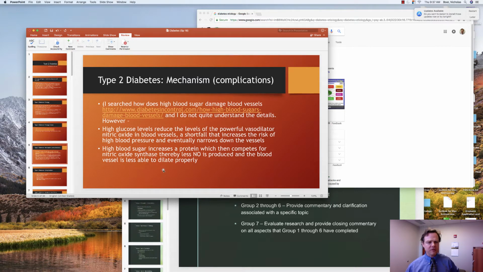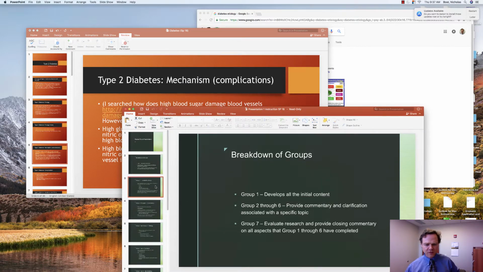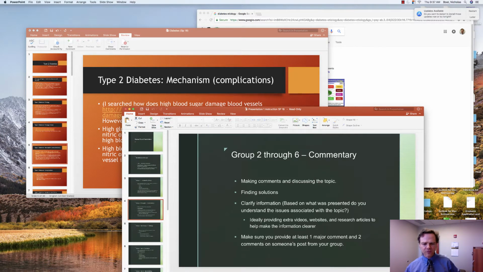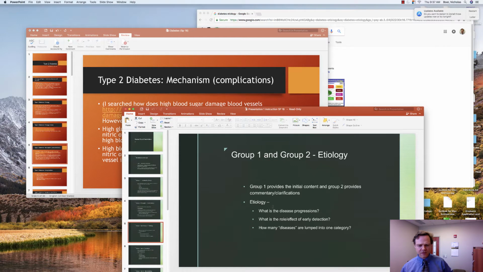So what I also put in was the diabetes mechanism. So make sure that you're following what is here. I have the etiology. So group 1 is doing everything. Everybody will do group 1. But the etiology: What is the disease? What is the disease progression? What is the role or the effect of early detection, and how many diseases are lumped into one category. You can add additional things to that as well.